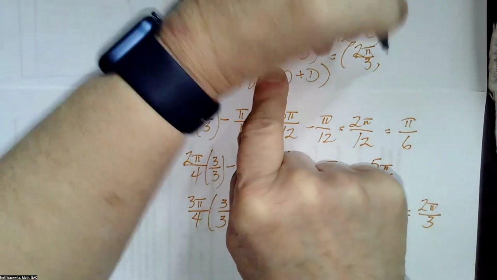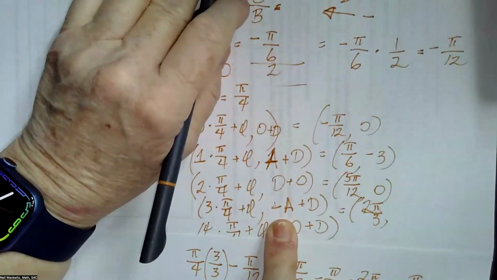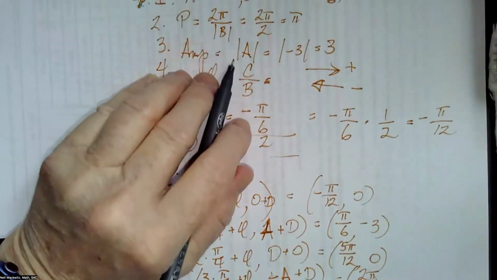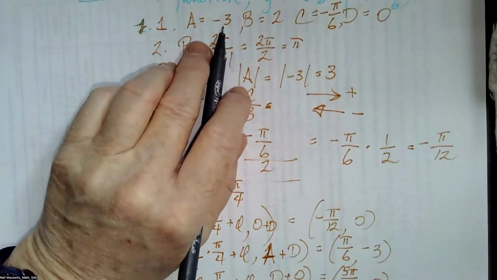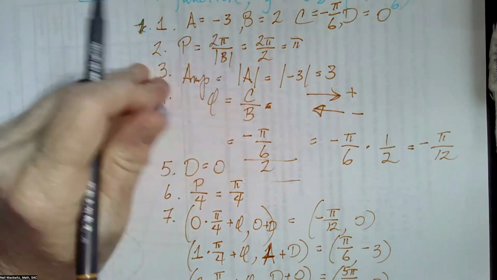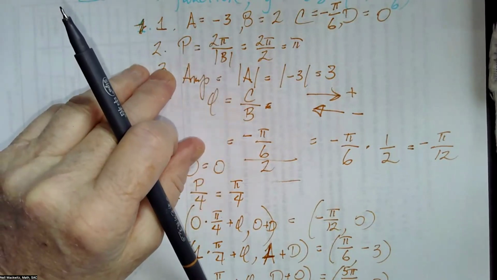And negative A. Well, A was negative. So what is negative negative 3? Positive.